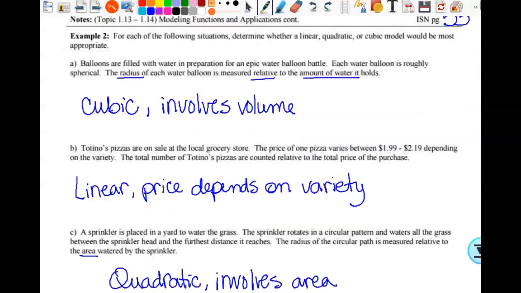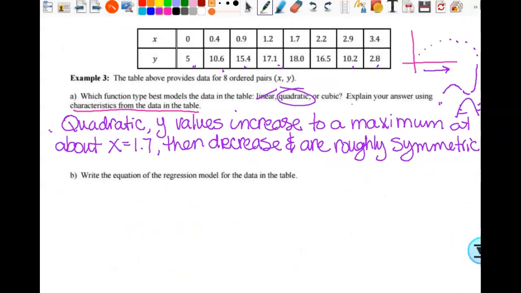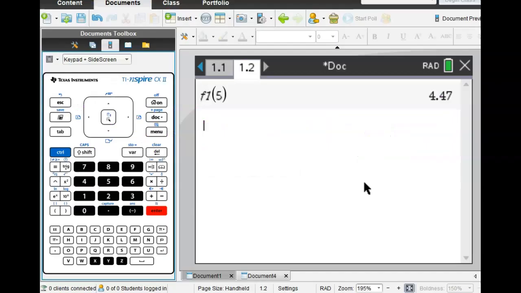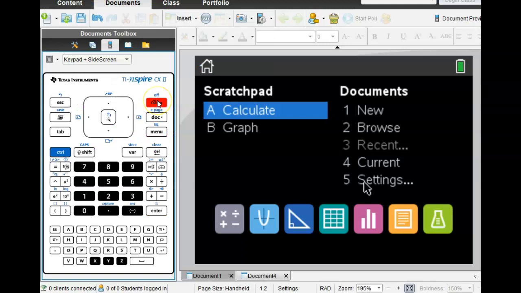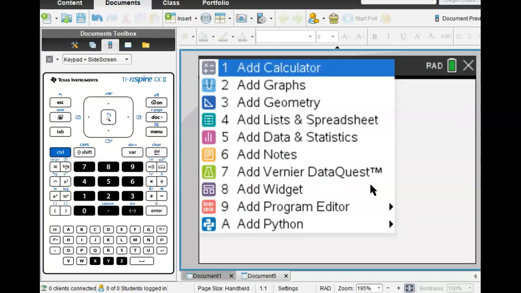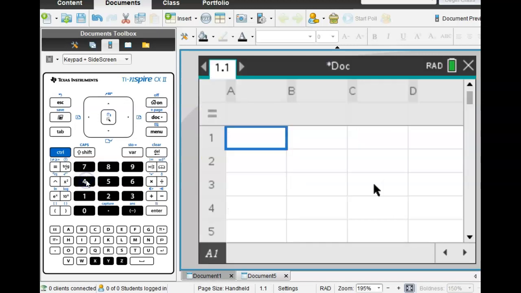All right, so then the next thing we need to do is write an equation for the regression. So we are going to go to our calculator. We are going to turn it on. We want new. We don't want to save whatever we have. Okay. And then what do we choose? 4. Lists and spreadsheets for 4.